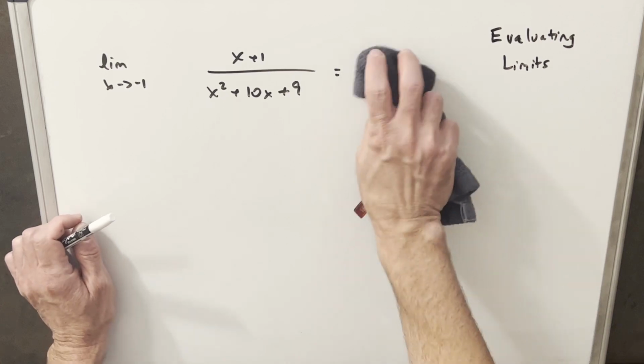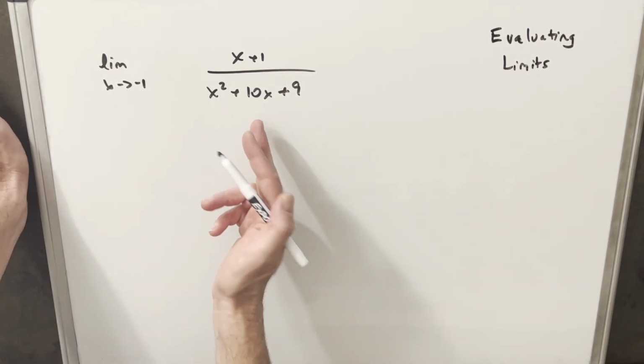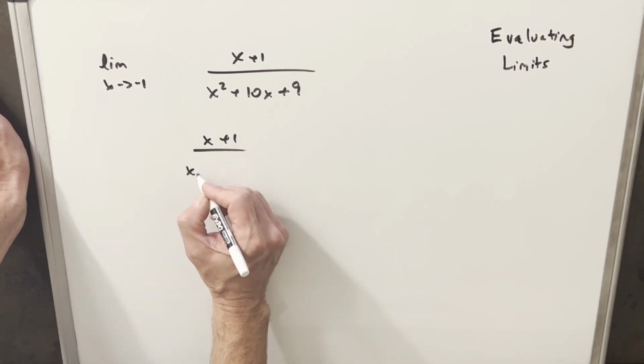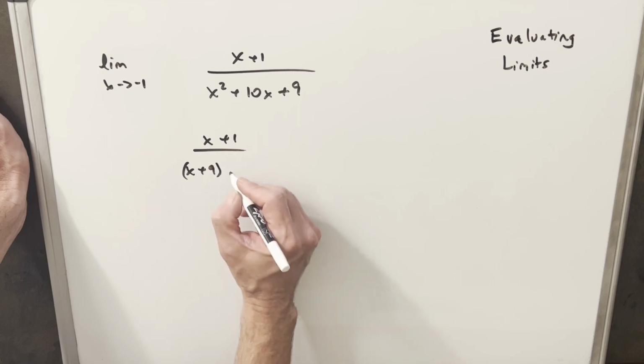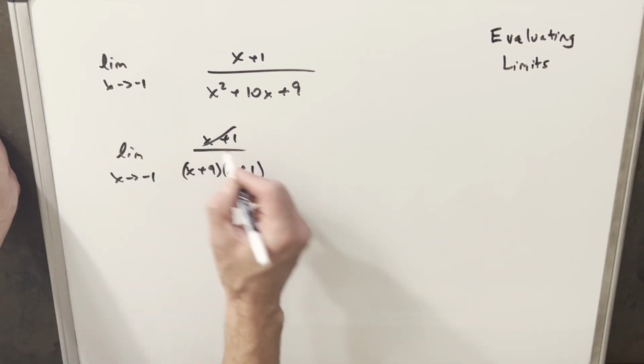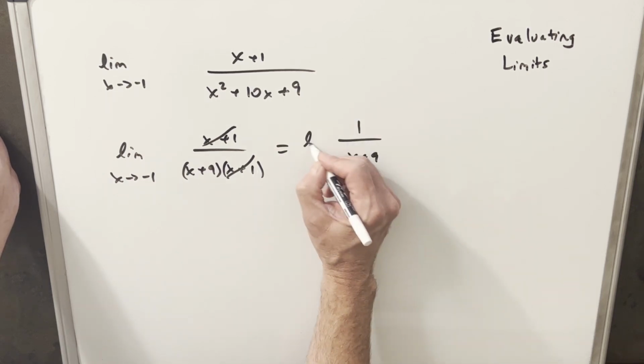So again, indeterminate form, we're going to do something similar to what we did last time, but now we can factor right away. So we have our x plus 1 here. I'm going to factor this. This is going to actually factor as x plus 9 times x plus 1. And that's pretty nice because we can cancel our x plus 1s, right? And that's going to give me just 1 over x plus 9.